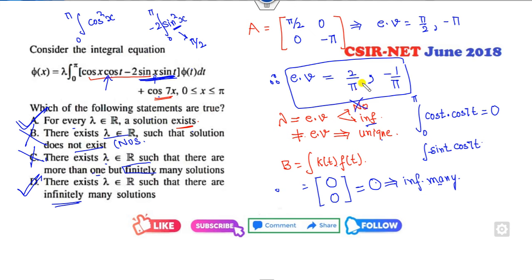When lambda is equal to this or this, then we will get infinitely many solutions. When lambda is not equal to this, then we will get a unique solution, but we will never get finitely many solutions. So the right answers are A and D.